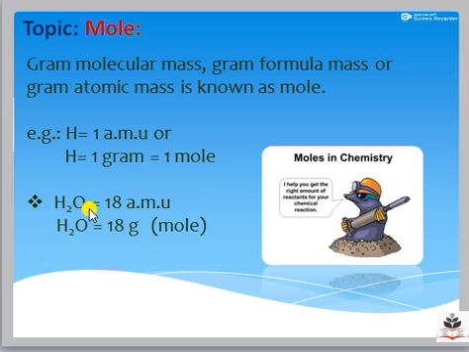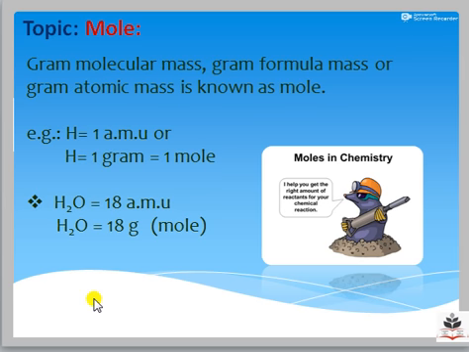Now here I have H2O molecule, water molecule. The molecular mass for water is 18 AMU. If I express the same mass of water in grams, that is 18 gram, then this 18 gram will be known as mole. So simply it means when we express the atomic masses, molecular masses, or formula masses in gram, we will call that mole. Now here formula mass means the mass of any compound.